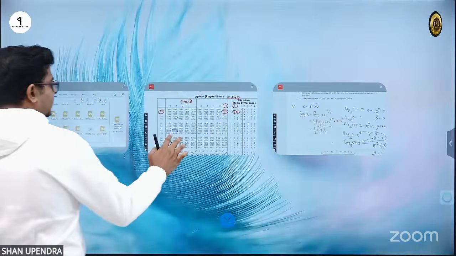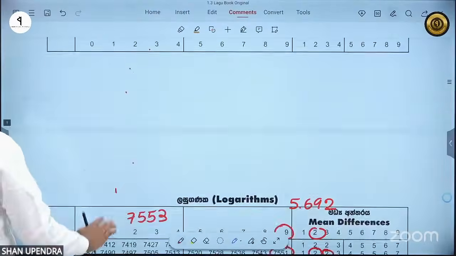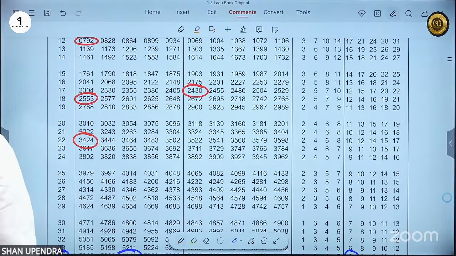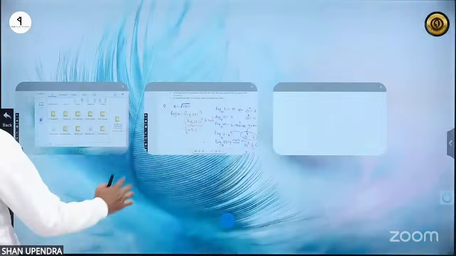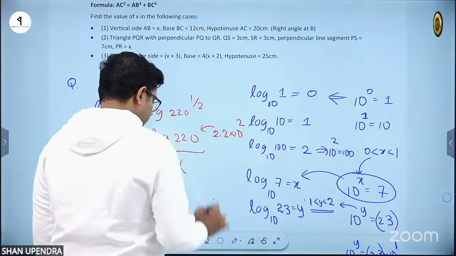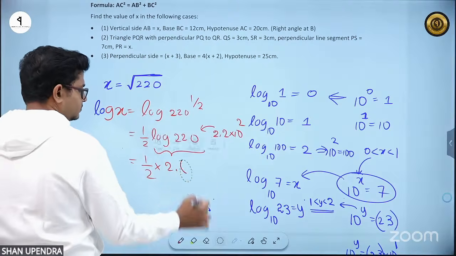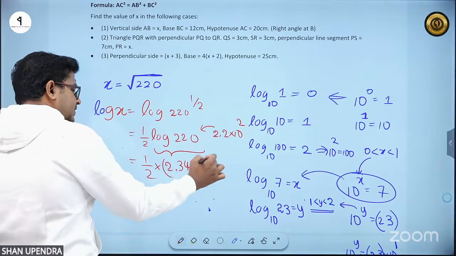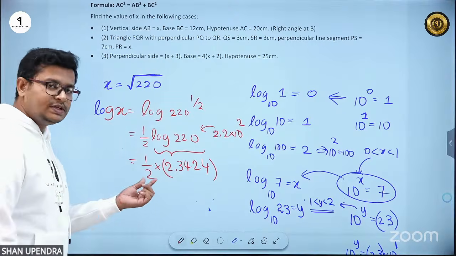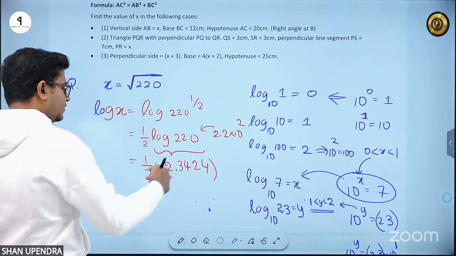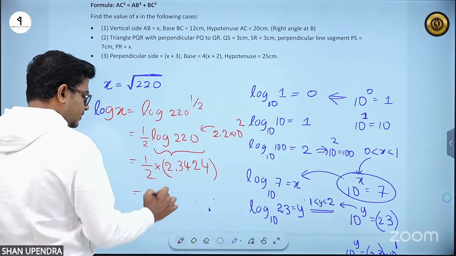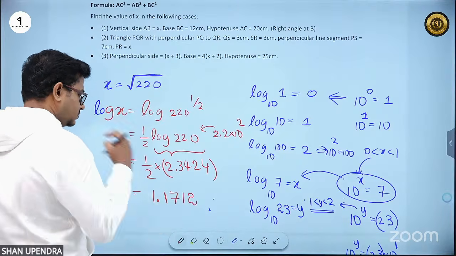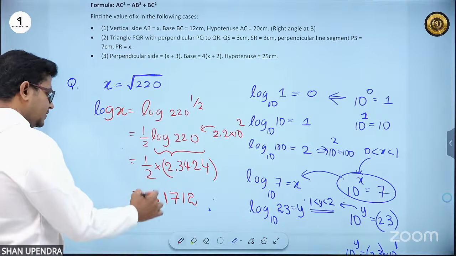You can refer to this column and row 22, and you get 3424. So this is the log value of 220, and now you divide it by 2. So it's 1 point, 1, 7, 1, 2. This is the half value of that.